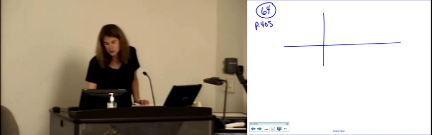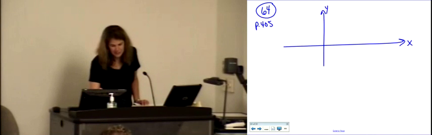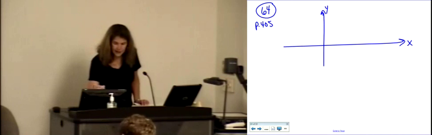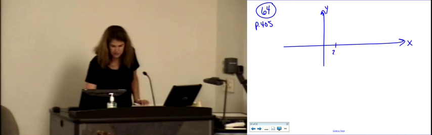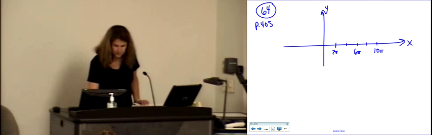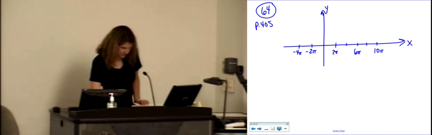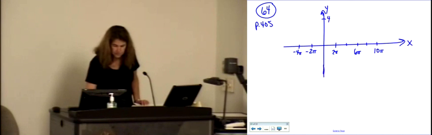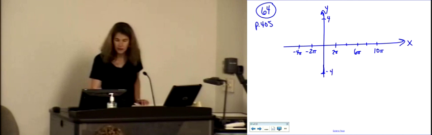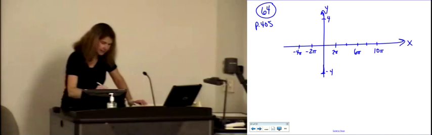Let me find one here that I'm going to give you. I'll give you number 64, so that if you've got your textbook, you can look at that on page 405. If not, I'm going to try to duplicate it up here. We have something looking like this in the textbook. This says 2 pi, and then we've got 6 pi labeled, then we've got 10 pi. Back here we have negative 2 pi, negative 4 pi. Up here we've got a 4, down here we have a negative 4.